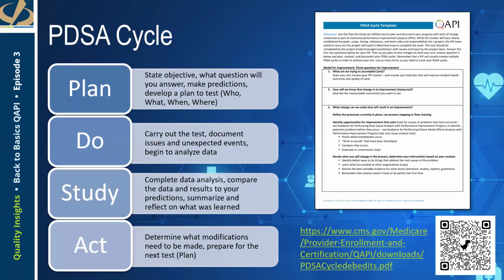The PDSA cycle is an effective way to test change, offering a structured approach to refine and scale successful ideas. It involves 4 key steps: defining the problem and success criteria in the plan phase, implementing the plan on a small scale in the do phase, analyzing data in the study phase, and deciding whether to adopt, adapt, or abandon the change in the act phase. The cyclical nature of the process makes PDSA a valuable tool for tackling complex problems.